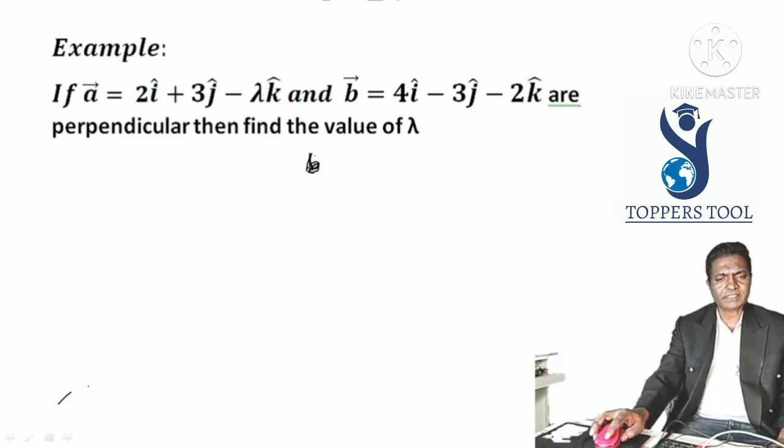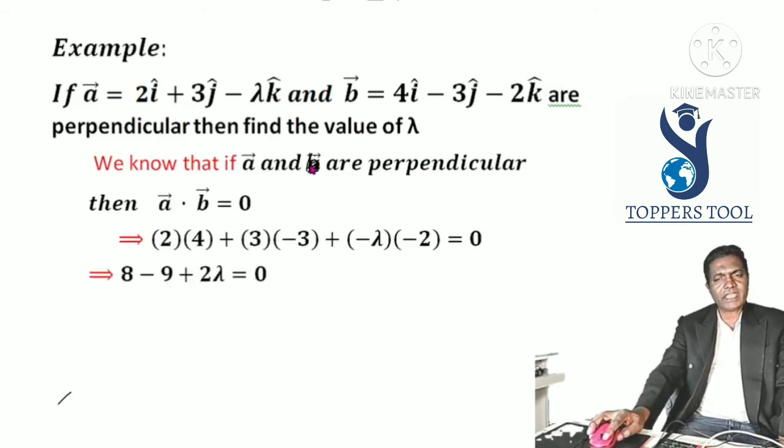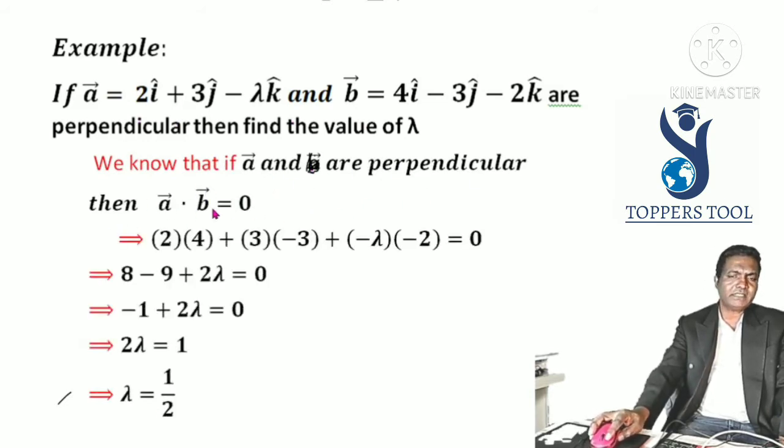Now we have one problem here. If two vectors are perpendicular, then what is the value of lambda? Now as we know, if two vectors a and b are perpendicular, then their dot product is 0. So simply use this relation. Dot product of these two vectors is 2 into 4 plus 3 into minus 3 plus minus lambda into minus 2. This sum is 0 because you are told that they are perpendicular. So using this, you can find the value of lambda.